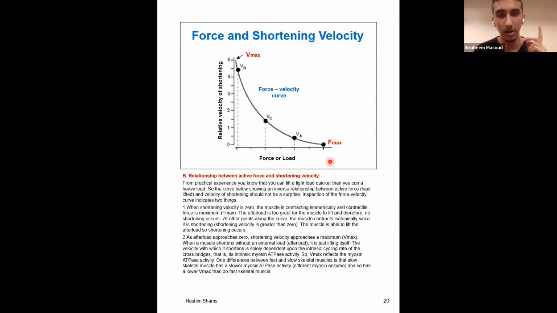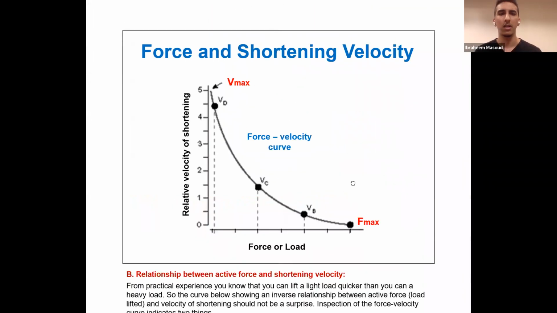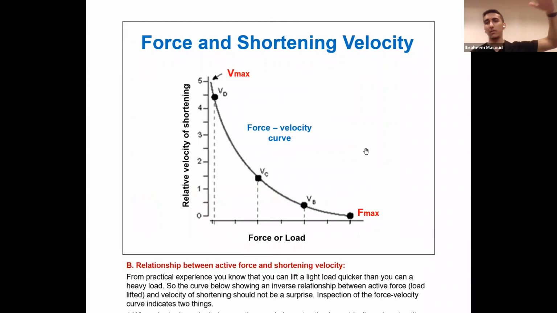That's pretty much everything about this. We covered this, and now this is very easy, it's just basics. It says here Vmax, velocity and force. And as we see from the graph, decrease in force, increase in velocity. Increase in force, decrease in velocity.